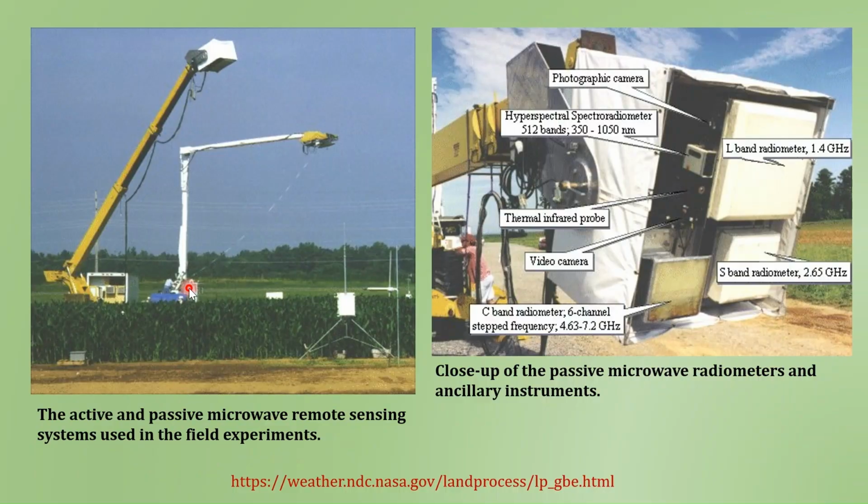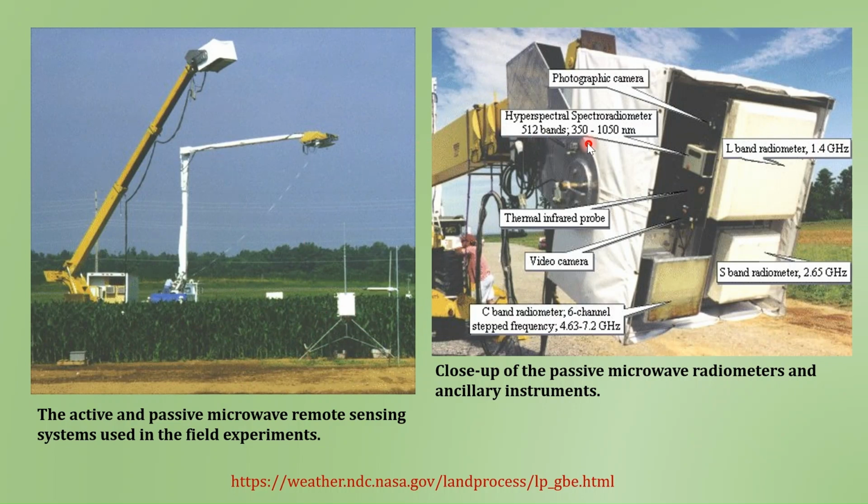And here we have one example related to the crane, and here we have this active and passive microwave remote sensing system, which is used in a field experiment. The images have been taken from this particular site, and we can see that for a particular agriculture field, the sensors are placed so that the data can be acquired for the crops.